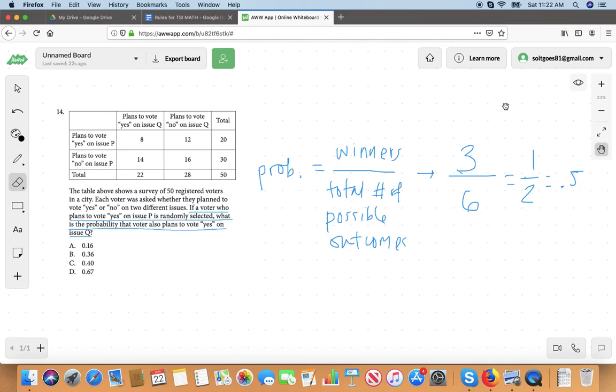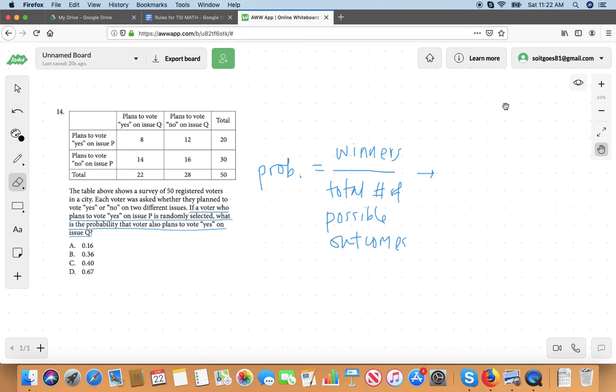Okay, so let's do that. Let's take that approach here on this question, using that formula for probability. So the question is, if a voter who plans to vote yes on issue P is randomly selected. That's our total number of possible outcomes. We're talking about randomly selecting a voter who plans to vote yes on issue P. So the question naturally is, how many voters plan to vote yes on issue P?